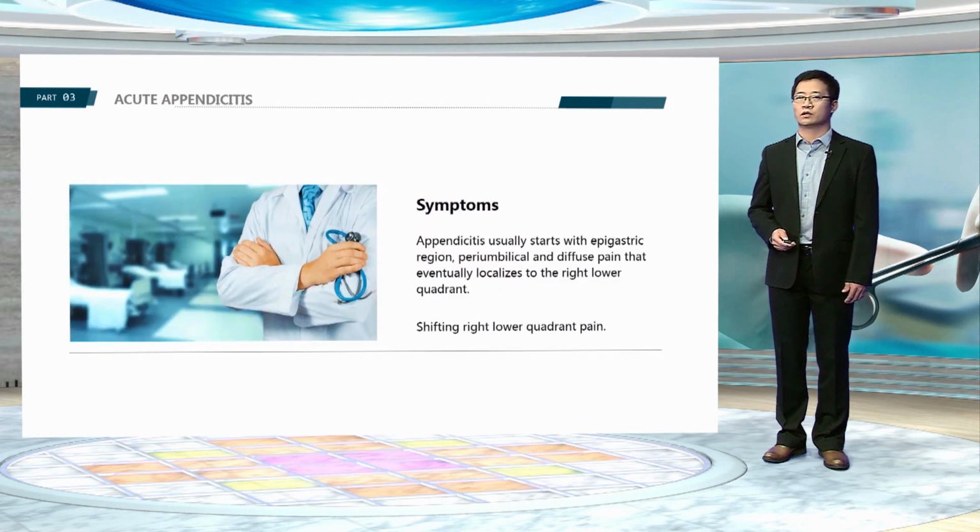Symptoms of acute appendicitis. Appendicitis usually starts with diffuse pain in the epigastric region or peri-umbilical area that eventually localizes in the right lower quadrant. Usually we call that shifting right lower quadrant pain.